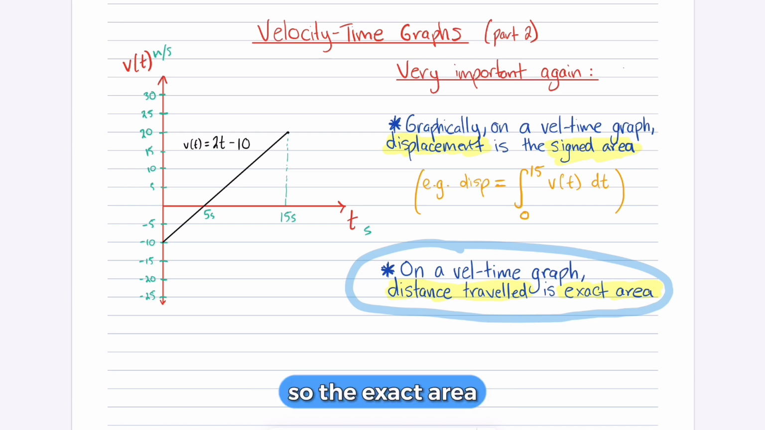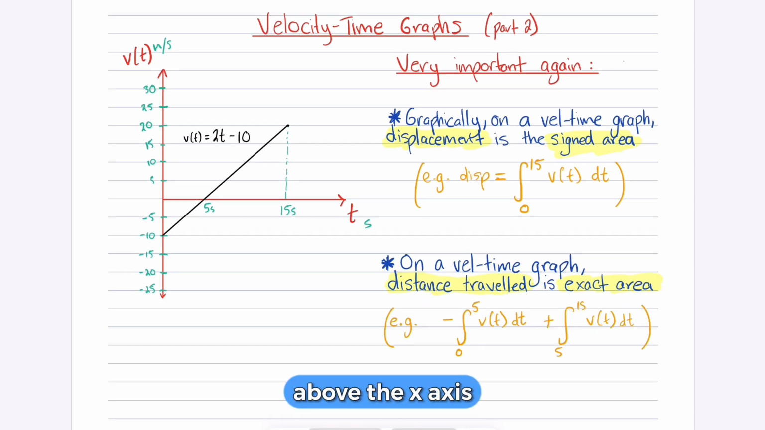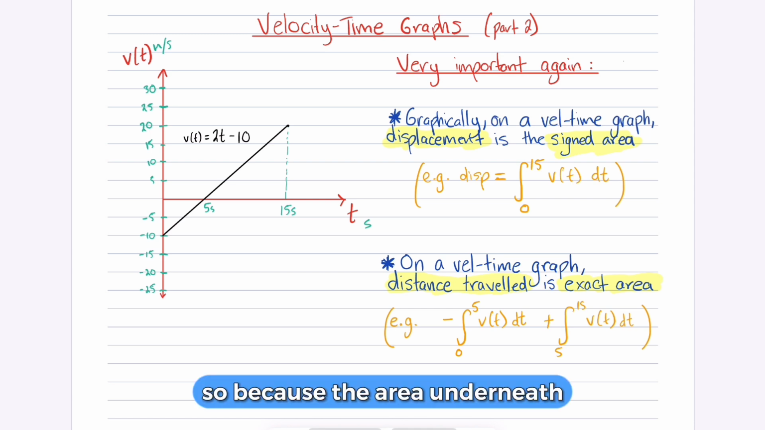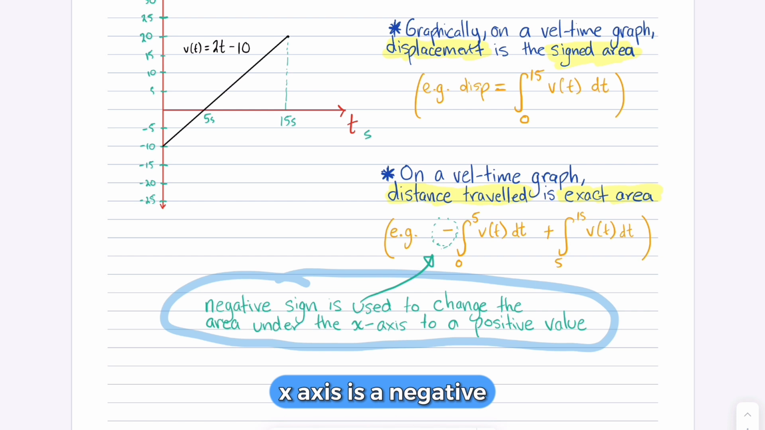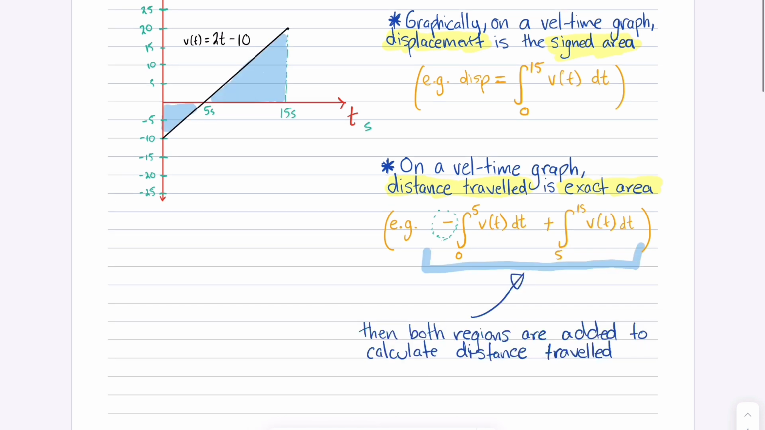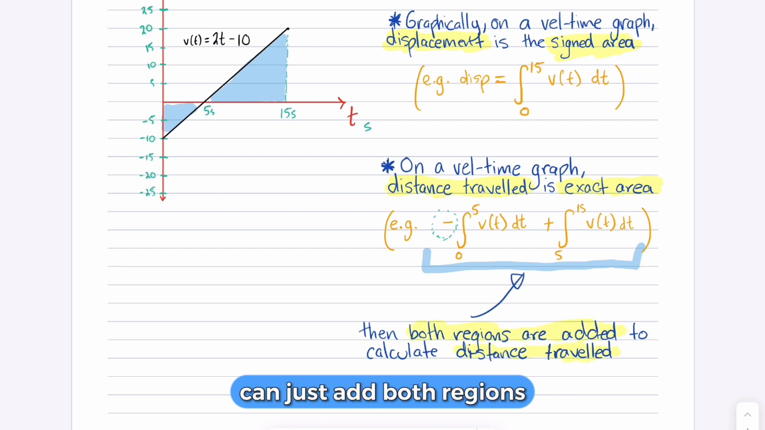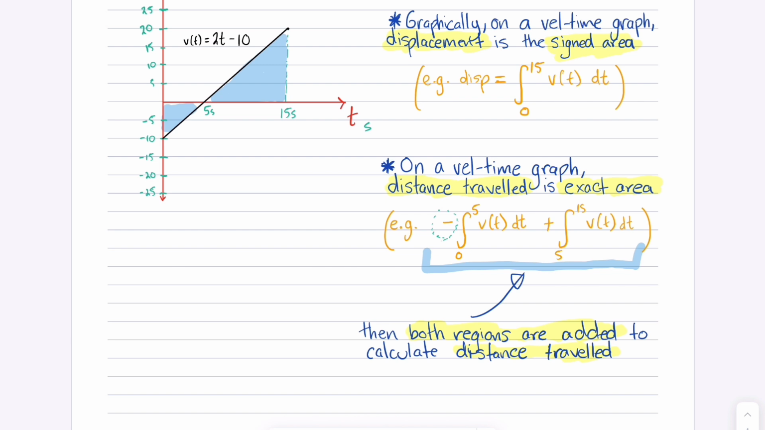So the exact area is finding the area underneath the x-axis and adding it to the area above the x-axis. Because the area underneath the x-axis is negative, we've got to use a negative sign in front of the integral to change the value back to a positive. Then once we've done that, we can just add both regions, and that will give us the total distance traveled.